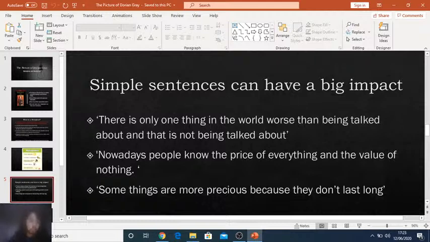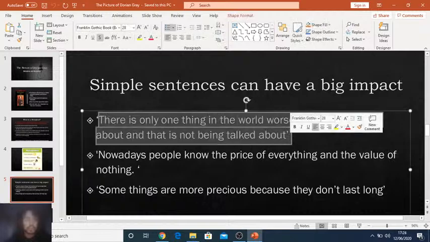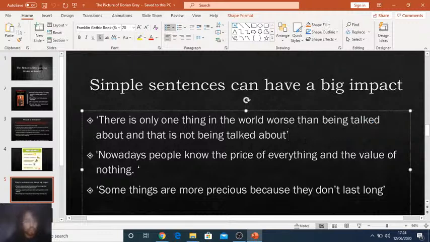There is only one thing in the world worse than being talked about, and that is not being talked about. This is one of Oscar Wilde's most popular sentences in the novel The Picture of Dorian Gray. So let's unpack it a little bit. What is he saying here? Well, first of all, he's saying there is only one thing in the world worse than being talked about. When people are talking about you, so you're in the house and your friend is talking about you, your teacher is talking about you, your wife is talking about you, your wife's friend is talking about you, everyone is talking about you. And maybe they are talking negatively about you or positively. They may be saying good things or bad things.